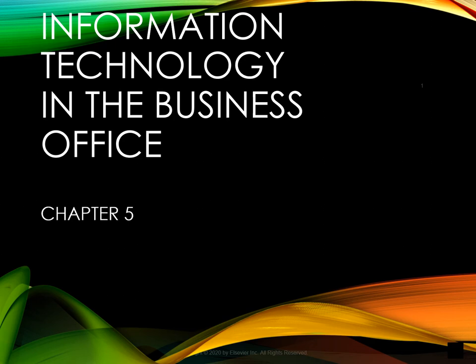Okay, so chapter 5 is going to be about information technology in the business office. We're going to be talking about the types of technology, machines and software and hardware that you're going to come in contact with. It's going to be a pretty short chapter though, because we don't do a lot of this. Other than some of the specific software that you're going to have to use as a hygienist, there's a lot of technology in this chapter that we don't use as hygienists, but here we go.